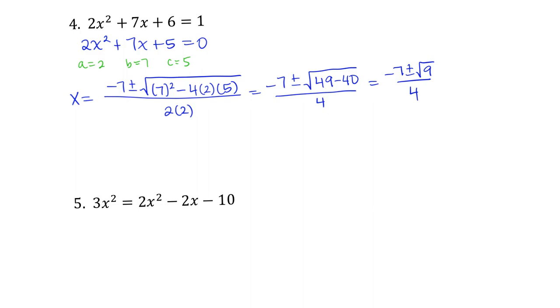Okay, negative 7 plus or minus the square root of 9 over 4. Square root of 9 is 3 divided by 4. If I do negative 7 plus 3 divided by 4, negative 7 plus 3 is negative 4 divided by 4, which is negative 1. If I do negative 7 minus 3, I get negative 10 over 4, which simplifies to negative 5 over 2.